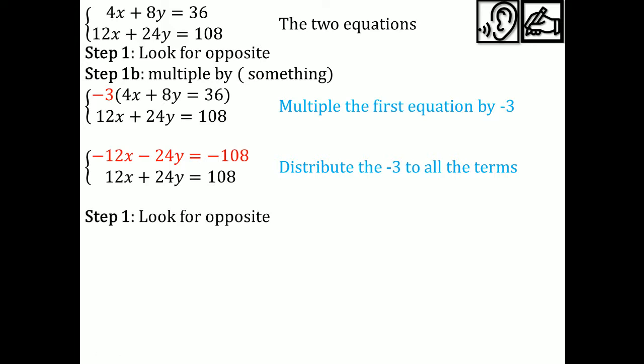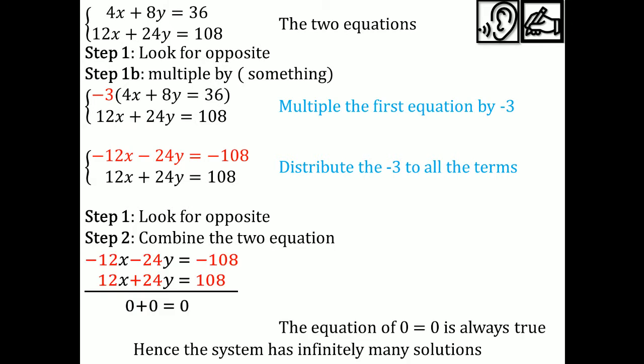Seems weird. Step 1. Because I did the multiplication, I can do step 1 again. Look for opposites. Are there opposites? Yes, I see opposites. So I can move on to step 2. Combine the two equations. -12 plus 12 is 0. -24y plus 24y is 0. -108 plus 108 is 0. Uh-oh. Notice the equation 0 equals 0 is always true. Hence, because 0 is always equal to 0, the system has infinitely many solutions.